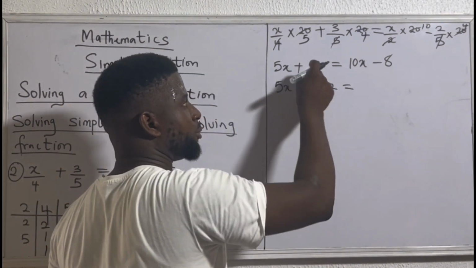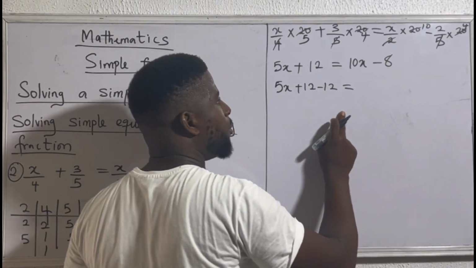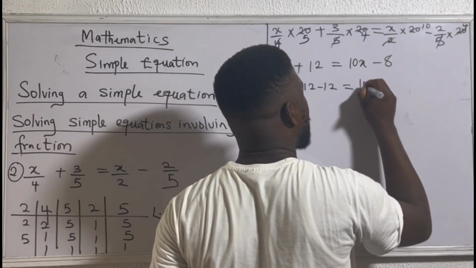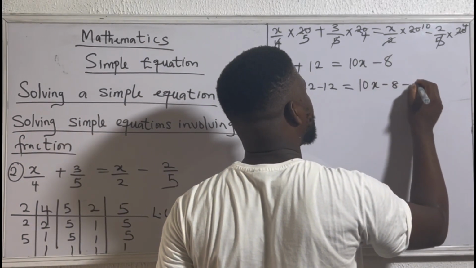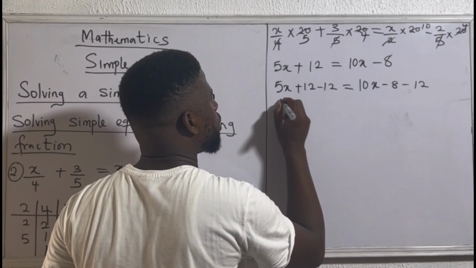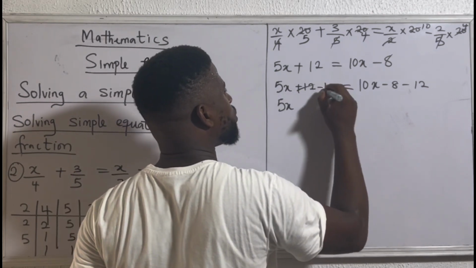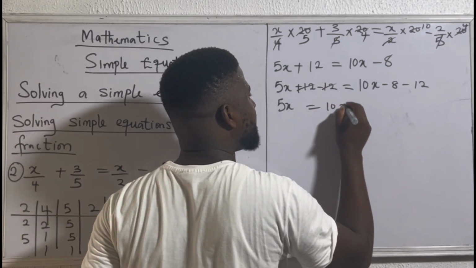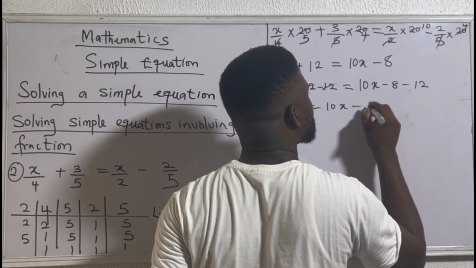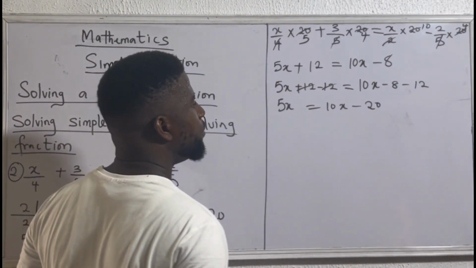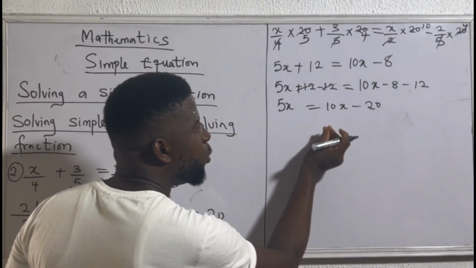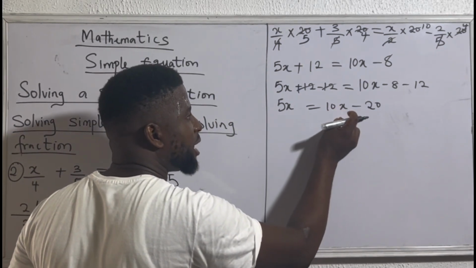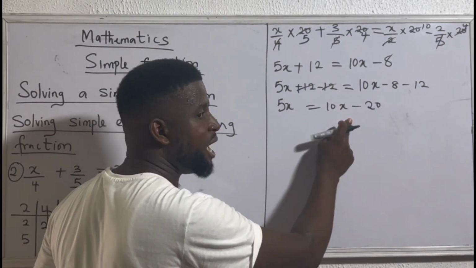But then, if I've subtracted 12 from the left-hand side, I must also subtract 12 on the right-hand side. So I have 10x minus 8 minus 12. So we have 5x, this we cancel, equal to 10x minus 8 minus 12, which gives me minus 20. Now, if you look at the right-hand side, we still have an unknown variable on the right-hand side, which is not supposed to be there. So what do we do?